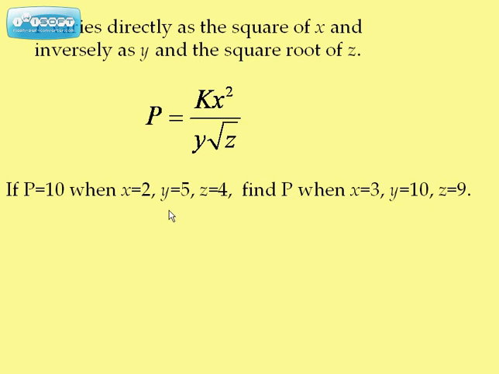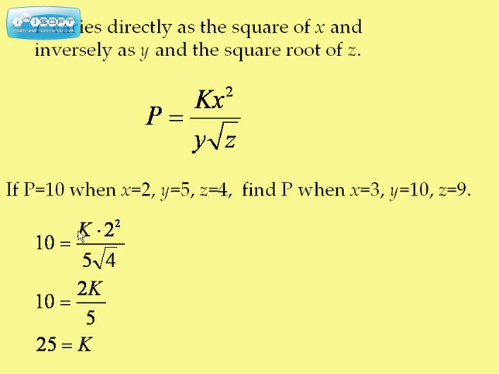The first thing I have to do is to solve for this k. So I'm going to use this first part where I'm given all the variable values to solve for the k. So I go in and plug in. P is 10, the x is 2, so we get 2 squared, y is 5, and the z is 4, so square root of 4 on the bottom. Go ahead and solve that out. The square root of 4 is 2. That'll divide out with one of these 2's. So you just get 10 equals 2 times k divided by 5. And then at the end, k is 25. So multiply by 5, divide by 2.